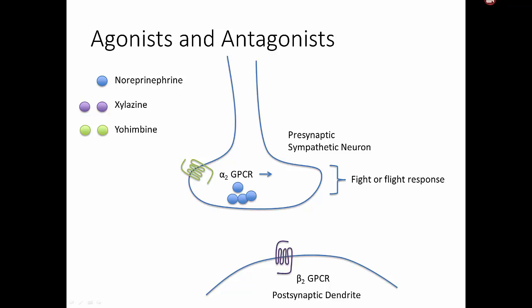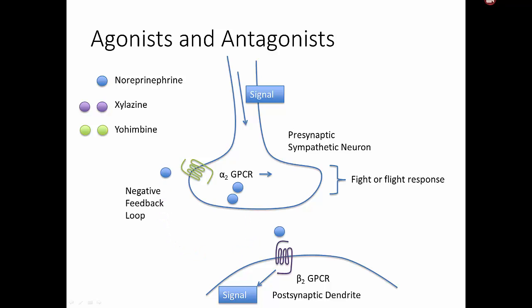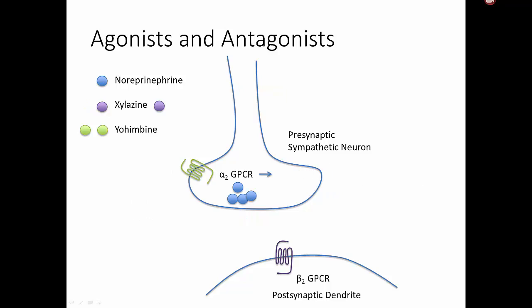Here is a diagram of a synapse between two neurons. The presynaptic neuron has an alpha-2 G protein coupled receptor on its membrane, while the postsynaptic neuron has beta-2 G protein coupled receptors. When a signal is initiated in the sympathetic nervous system, potentially from getting scared, norepinephrine is released and binds to beta-2 adrenergic receptors, which continues the signal onward, resulting, for example, in an increased heart rate. Some of the released norepinephrine will act as a negative feedback loop by binding the alpha-2 receptors, which results in a decrease in cyclic AMP, which prevents further release of norepinephrine, halting the signal.